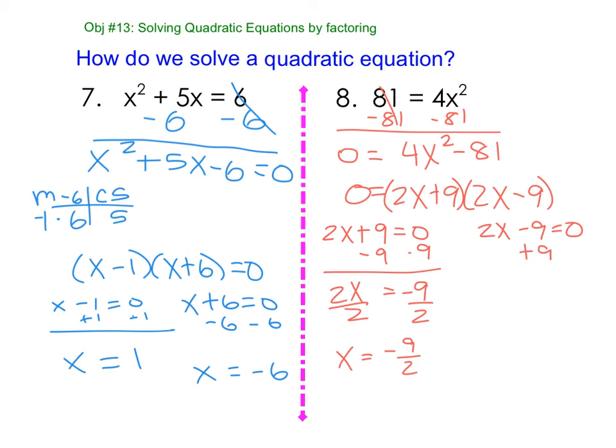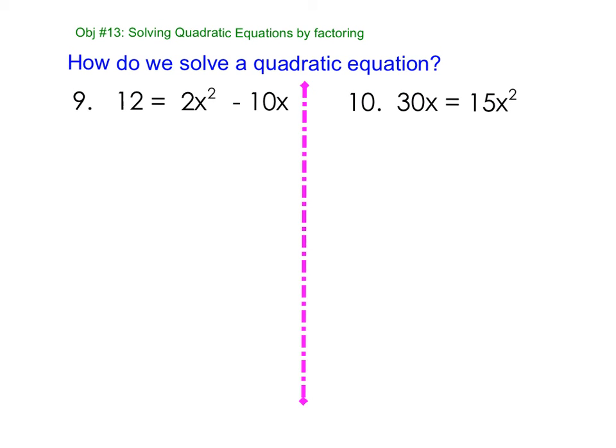Same thing over here. This time we're adding 9. 2x equals 9, and then divide by 2. x equals 9 over 2. I usually leave it as a fraction. I don't bother with the decimal. Last slide. Try them on your own.